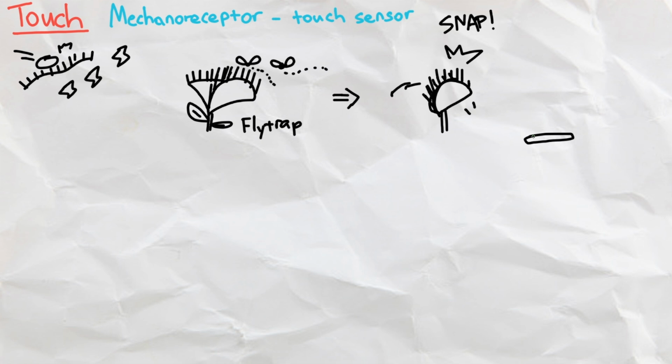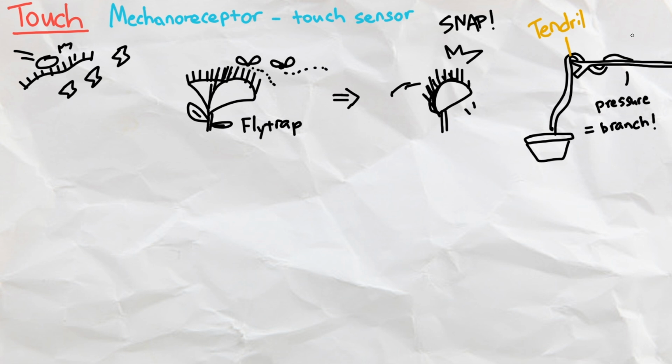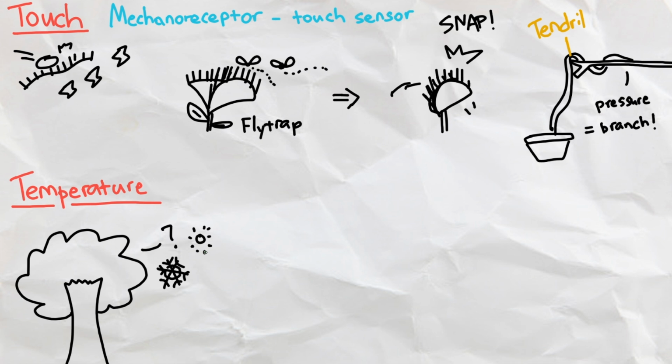meal. Mechanical receptors in the form of tendrils are crucial for vines and other creeping plants too, as once a branch is felt, the pressure sensors in the tendrils are triggered, directing auxins to make the plant grow around the branch. Lastly, plants need to sense temperature in order to figure out whether it is summer or winter, so a gene called phytochrome B does just that.